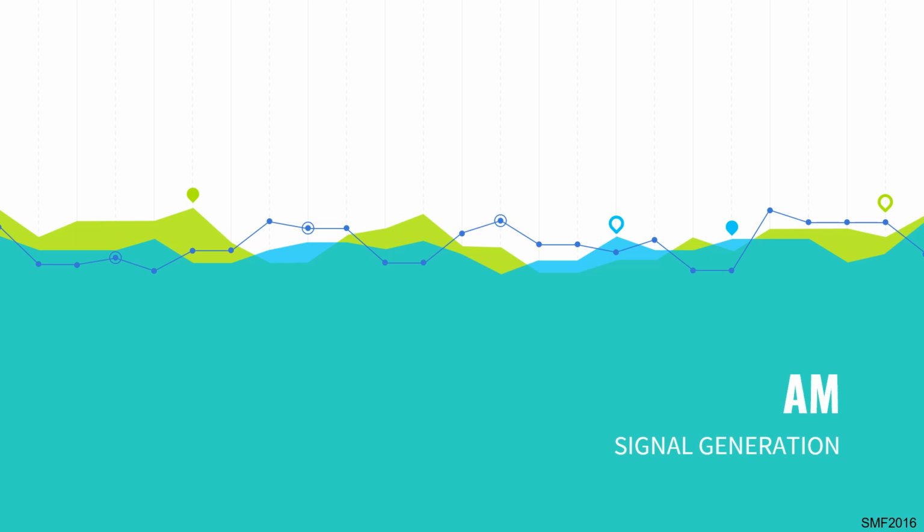Now let's shift our focus to AM signal generation. There are two main methods for generating AM signals: 1. The direct method, and 2. The indirect method. We'll explore both methods in detail, starting with the direct method.